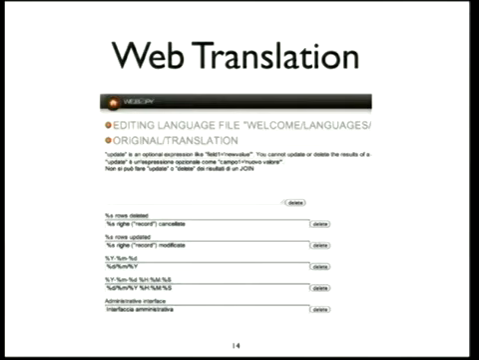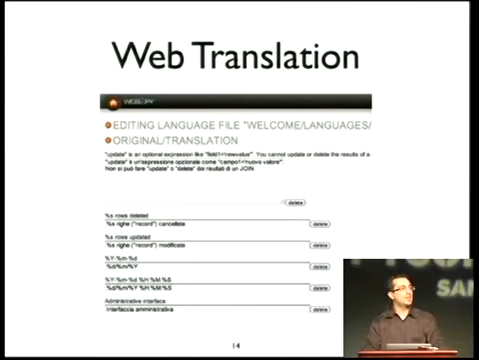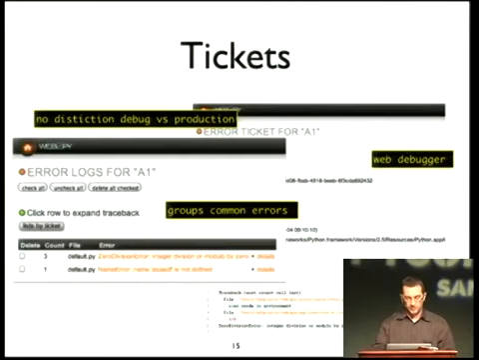You can translate your application. You just go to the web page for the translation, say which language you want to translate into, and it finds all the strings. You type them in the form, you click submit, and it works in the other language.